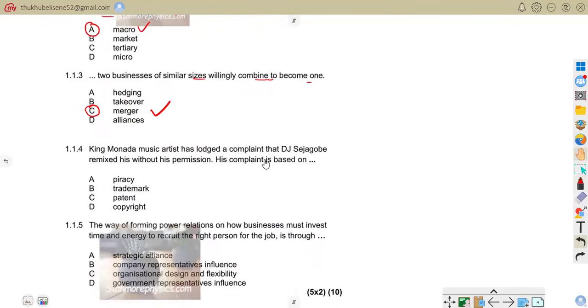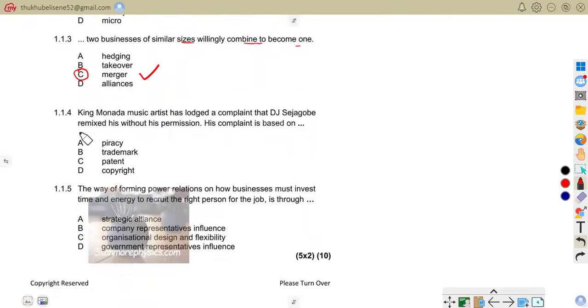Now let us move on, good people. We are now on 1.14. Kim, another music artist, has lodged a complaint that DJ Sijahobe remixed his song without his permission. His complaint is based on, then we're given four possible answers, and the correct answer there is D, copyright. We know that copyright is a legal protection for original creative works like writing, music, or software. So his complaint is going to be based on copyright.